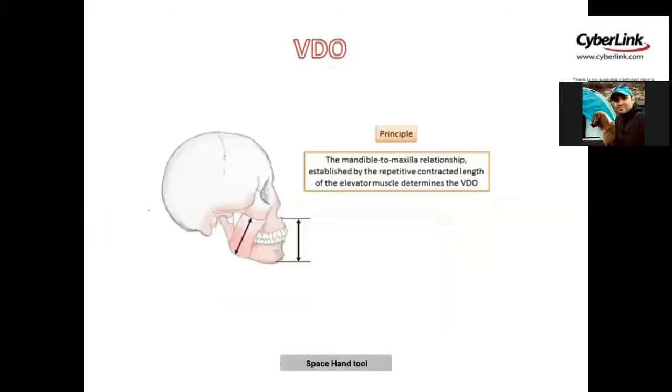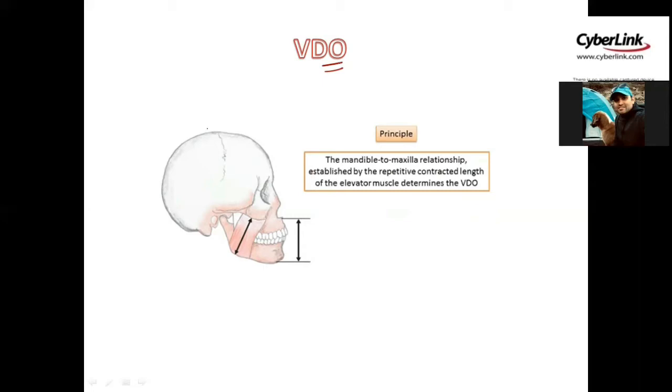Then come to your VDO. So what do you mean by VDO? That is vertical dimension at occlusion. So vertical dimension at occlusion is a constant position and can be maintained for indefinite time. Unlike the vertical dimension at rest, the mandible needs to be in centric relation while recording this relation.